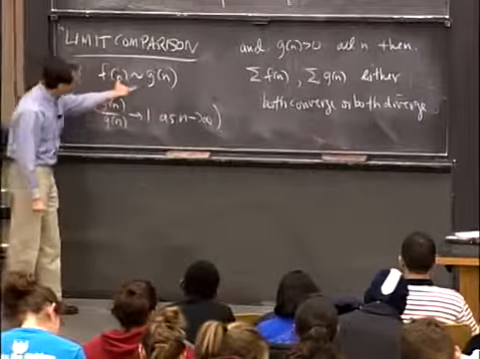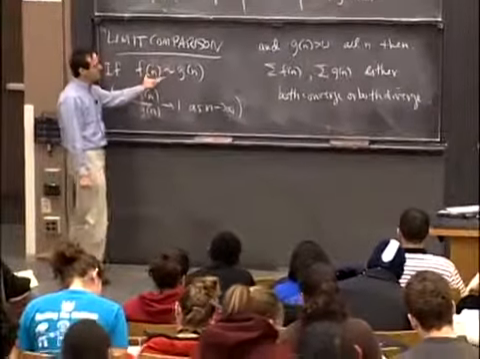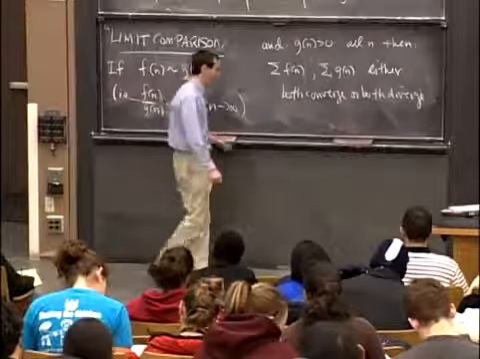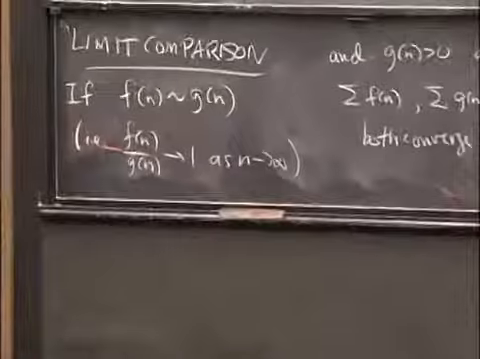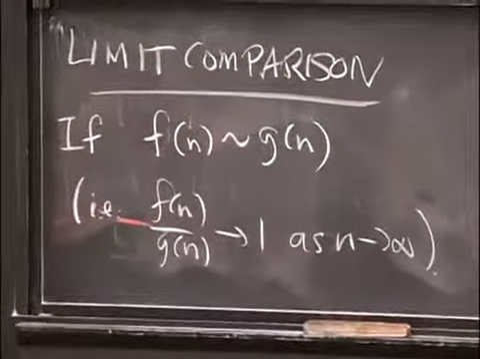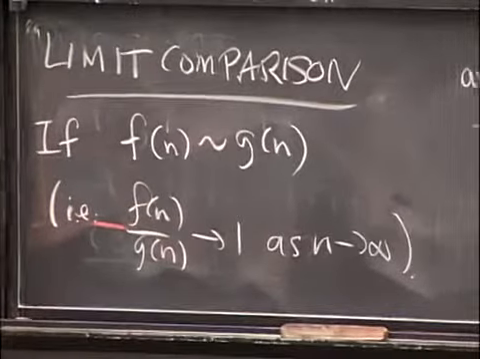All right. This is just saying that if they behave the same way in the tail, which is all we really care about, then they have similar behavior, similar convergence properties.